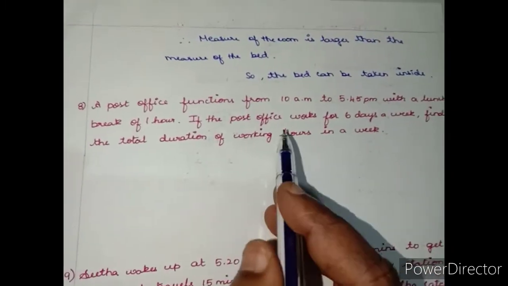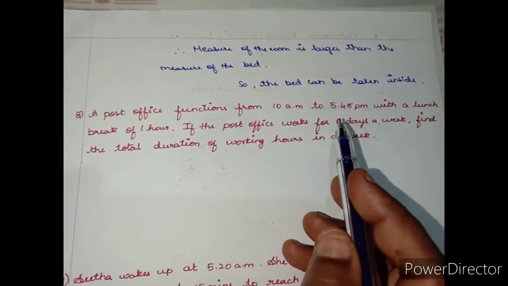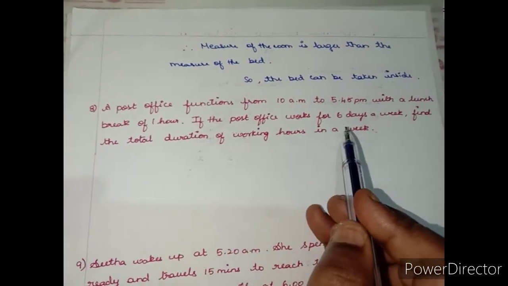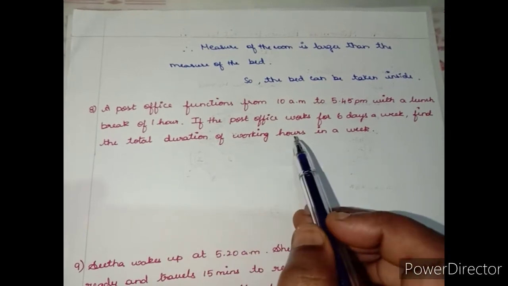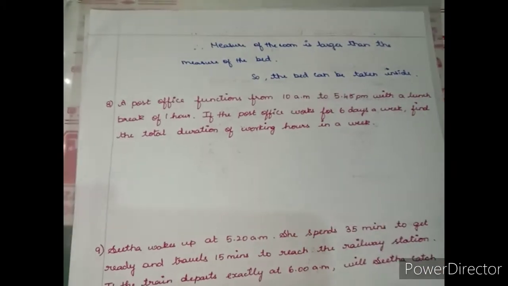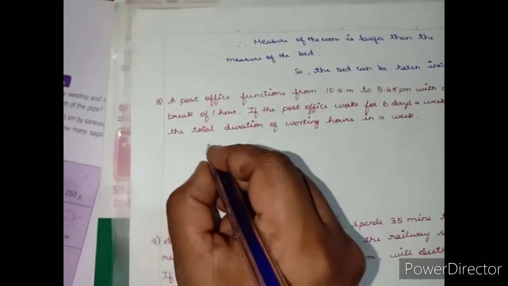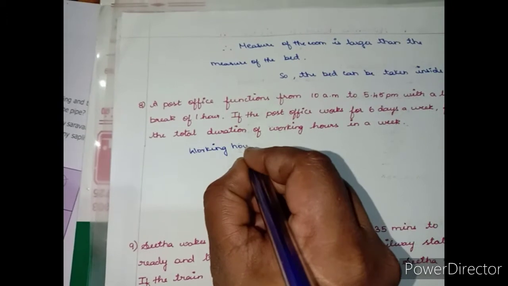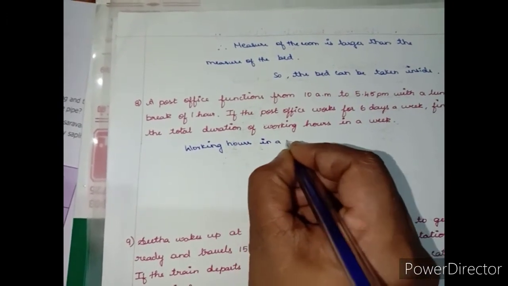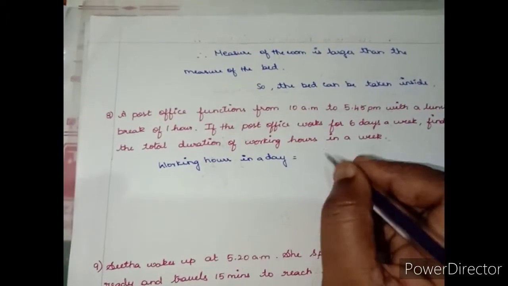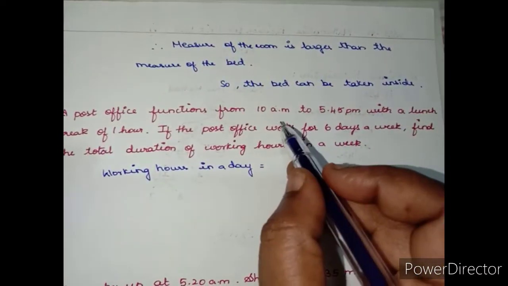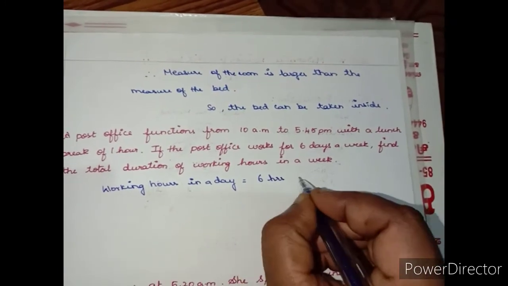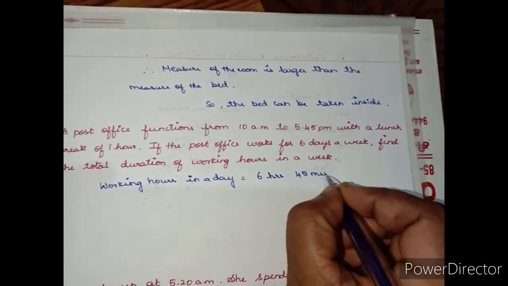A post office functions from 10 a.m. to 5:45 p.m. with a lunch break of 1 hour. If the post office works for 6 days a week, find the total duration of working hours in a week. Okay. So working hours in a day is equal to, so from 10 a.m. to 5 p.m. means it is 6 hours and 45 minutes.